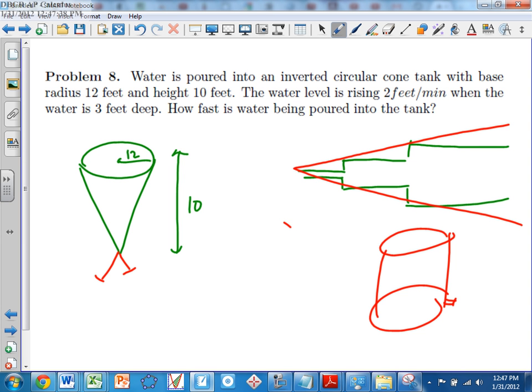Okay, so this is the same idea. But that's why we keep using cones. That's why the AP Calc exam uses cones over and over. Now, back to the problem itself.